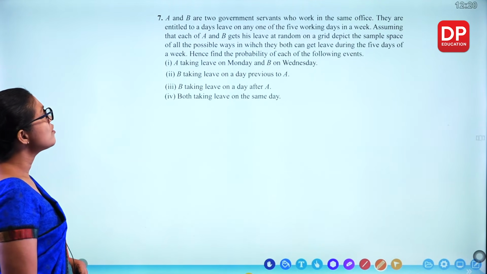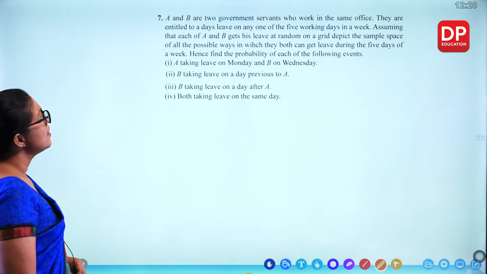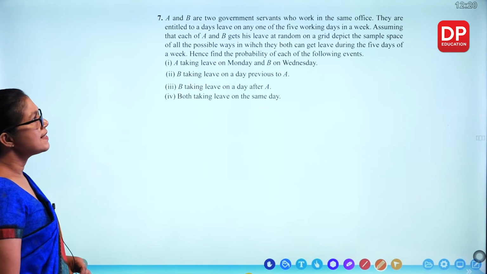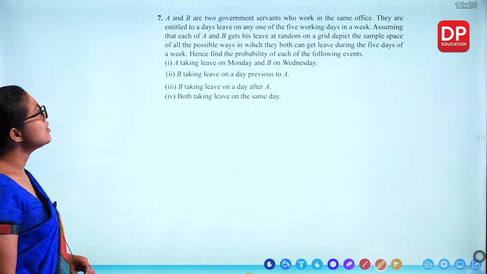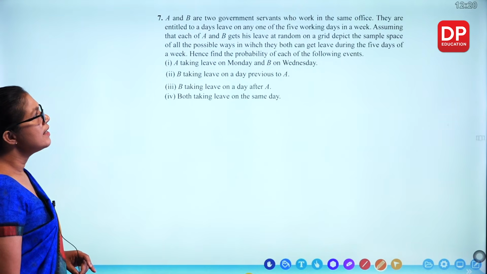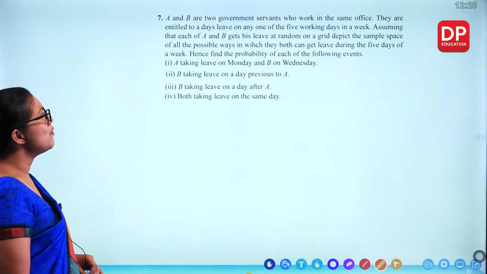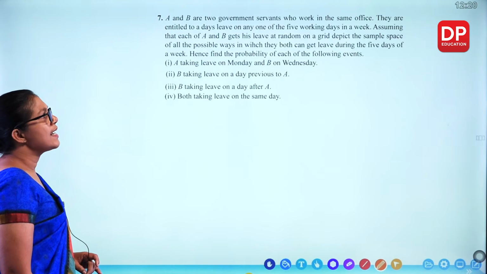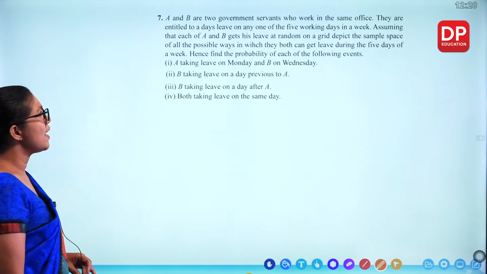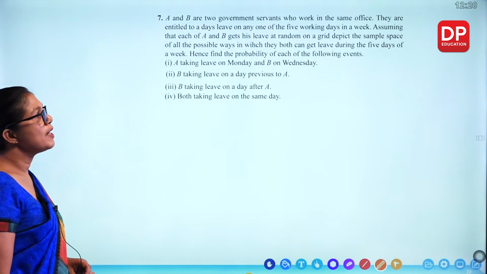Question number 7. A and B are two government servants who work in the same office. They are entitled to a day's leave on any one of the 5 working days in a week. Assuming that each of A and B gets leave at random on a day, depict the sample space of all the possible ways in which they both can get leave during the 5 days of a week. Hence, find the probability of each of the following events.